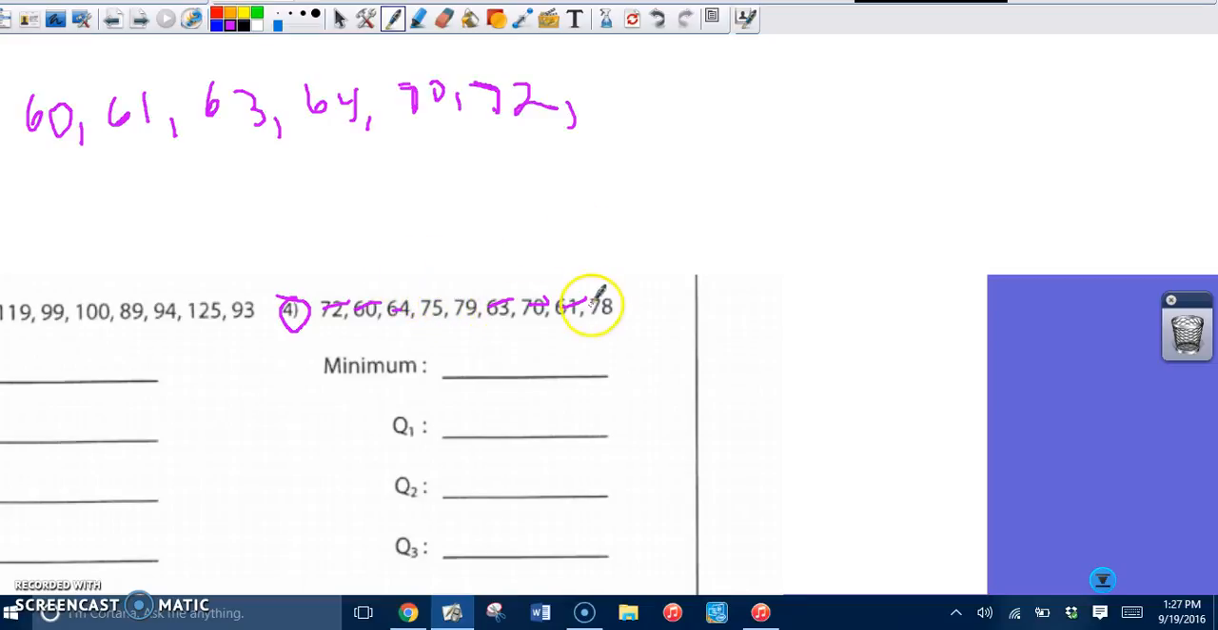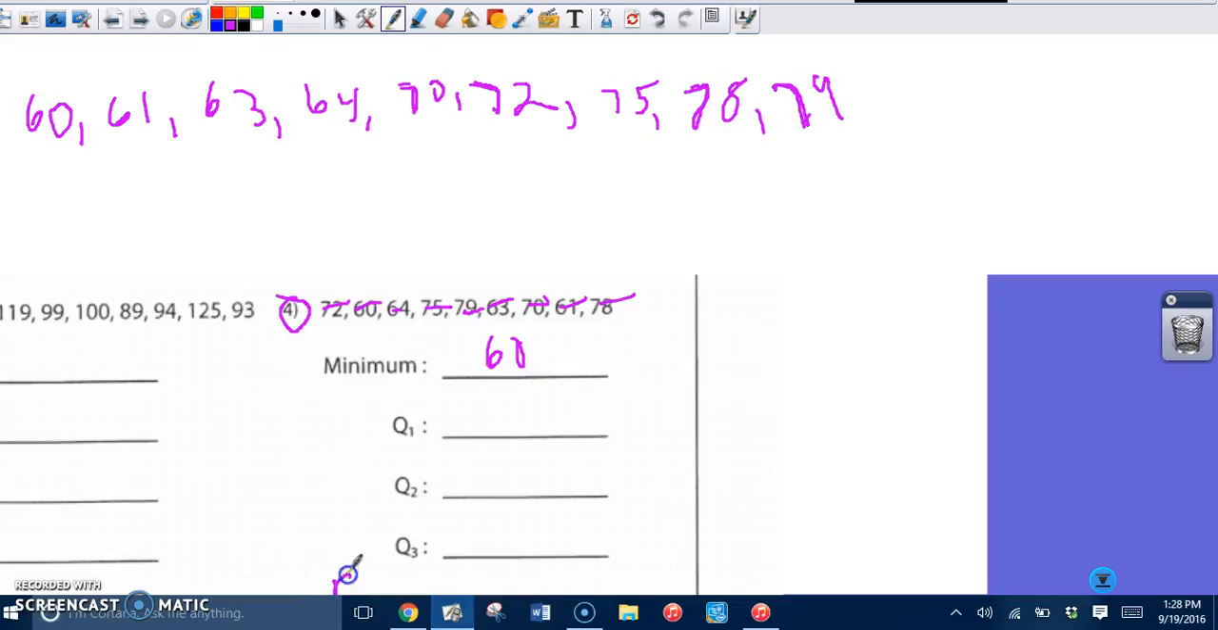Then I have 75, 78, 79. All together, I have 1, 2, 3, 4, 5, 6, 7, 8, 9 numbers. Okay, again, it's 70. Now, some of these questions we can already answer easily, like the minimum. Minimum is the smallest number in our set, which is 60.